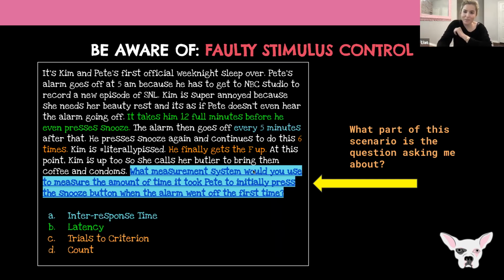I did that. I should be the one to know. I literally did that like 45 minutes before class. So what measurement system would you use, right? We're looking at that. So I'm looking at the different parts of the question. They are going to do things that are going to mess you up, okay?